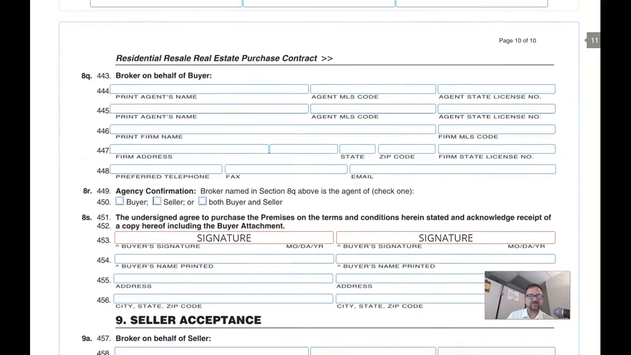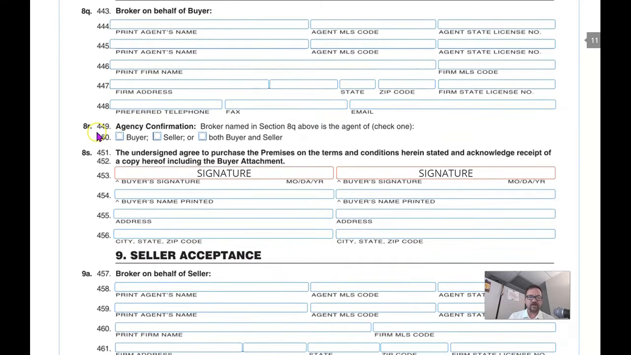And then the last part is where the broker puts their information in of who they're working for. Charles Dawson, agent MLS code CD509, state license number, address of the brokerage you work at. And then right here on 8R, this is the only line, it's 2 lines, where there's an actual affirmative declarative statement that the buyer's agent is actually the agent of the buyer, or the seller, or both the buyer and the seller.